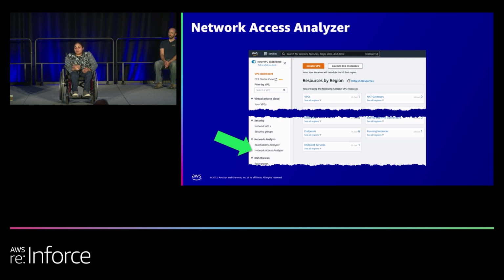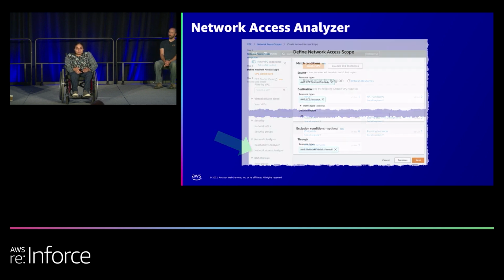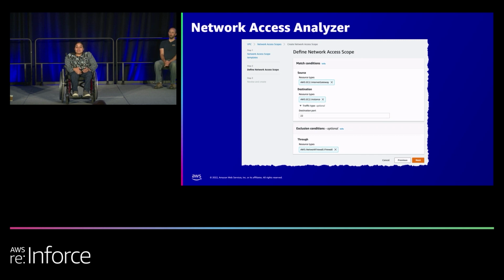For today, we're going to go back to Network Access Analyzer, or what we call NA2. Now, NA2 is built around this notion of scopes. A scope is a way of saying, show me all the paths from A to B that don't go through C. So for our universal statement, we want to see all the paths from an internet gateway to an instance that do not go through a network firewall. Simple enough.